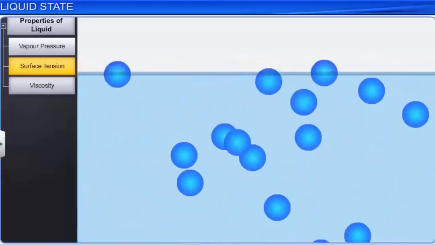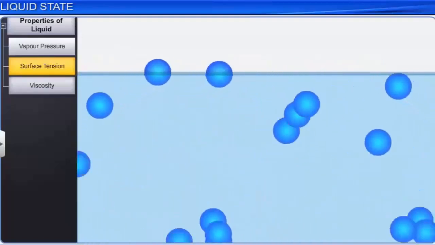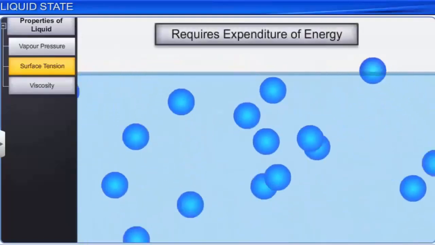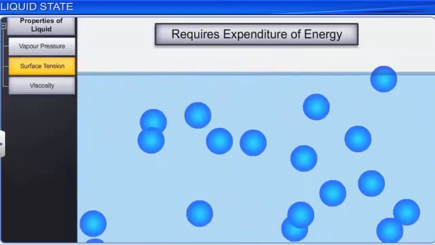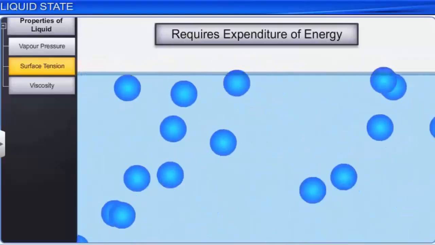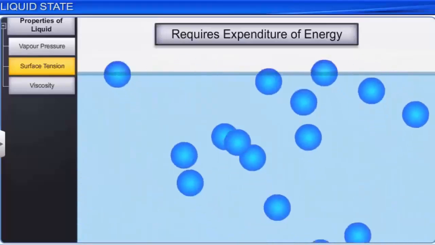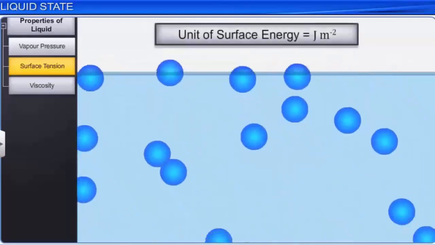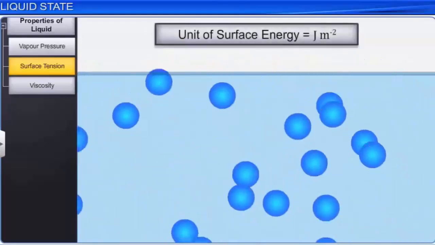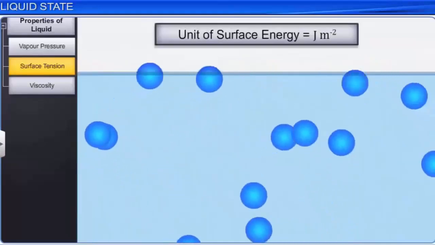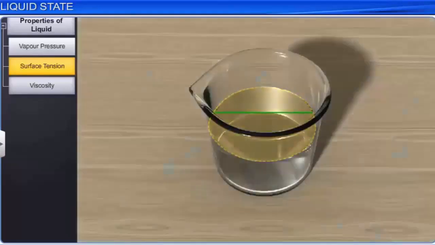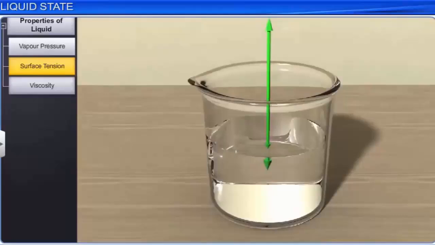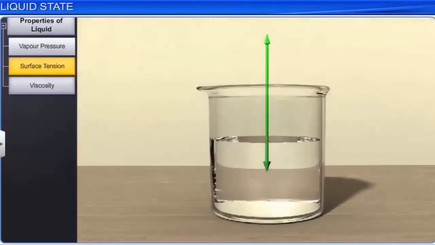The energy required to increase the surface area of the liquid by 1 unit is defined as the surface energy. The units of surface energy are joule per meter square. Surface tension may be defined as the force acting per unit length perpendicular to a line drawn on the surface of the liquid. It is denoted by gamma and is measured in kilogram per second squared. Its SI unit is Newton per meter.